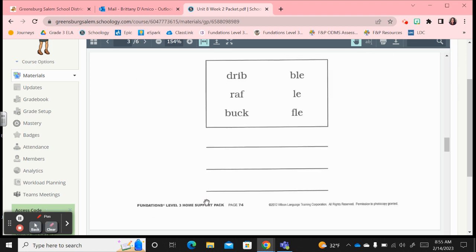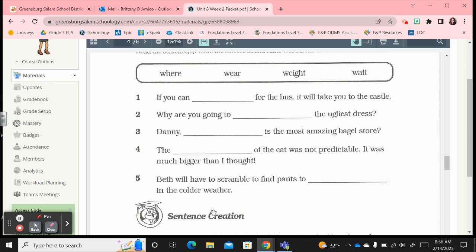And then we have one more to do. Okay, we have dribble. You can dribble or bounce the basketball. Raffle, right? A raffle ticket. And buckle. See how they keep that CK together in the first syllable? Buckle your seatbelts. Okay. Dribble, raffle, buckle. Awesome on that page. Okay, let's go down to the next page where it says, guess which one.